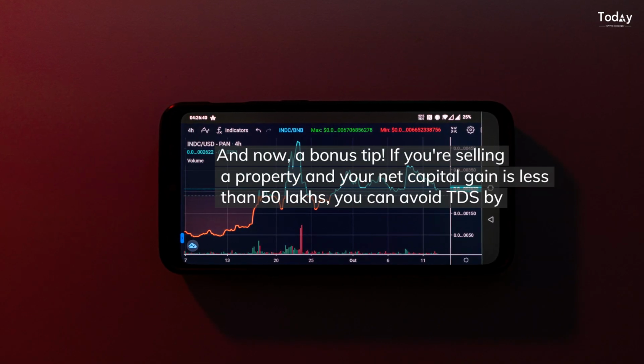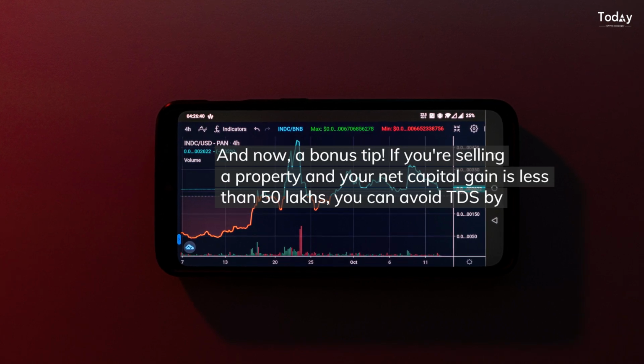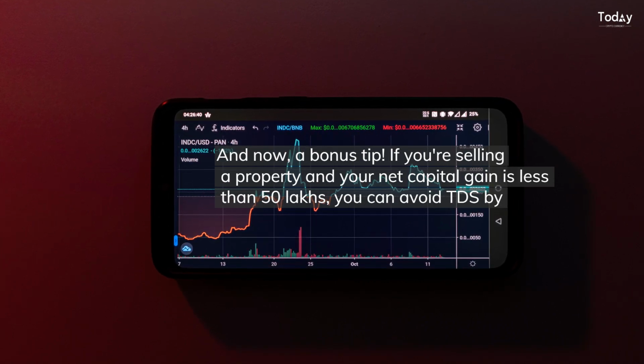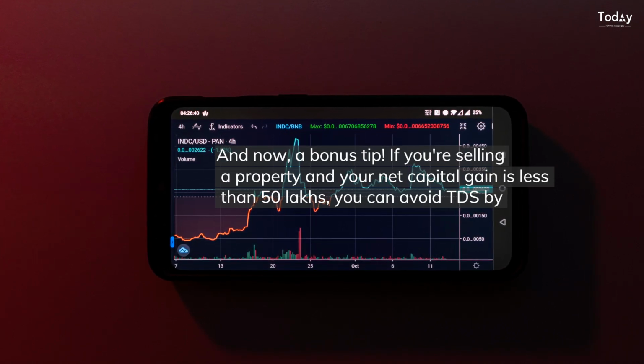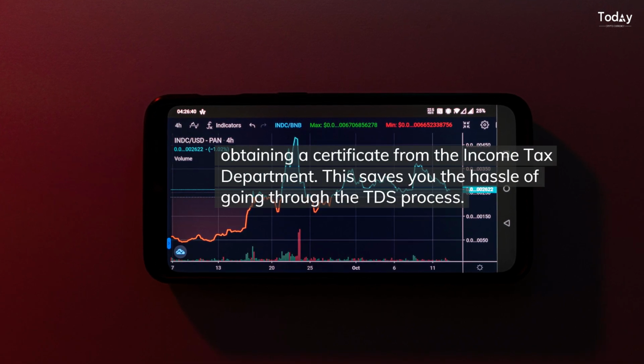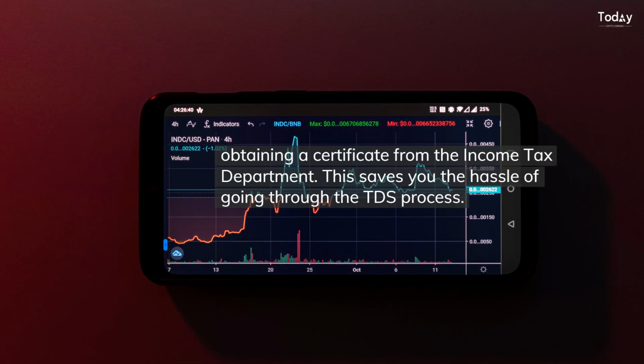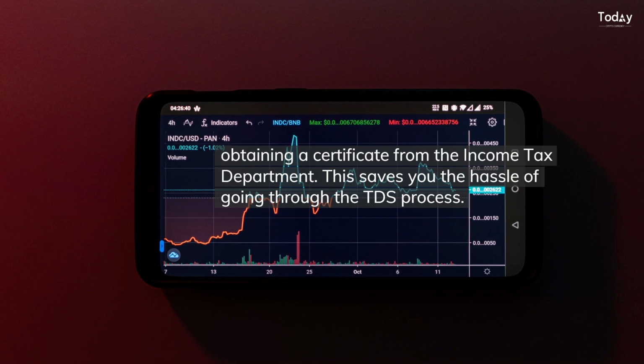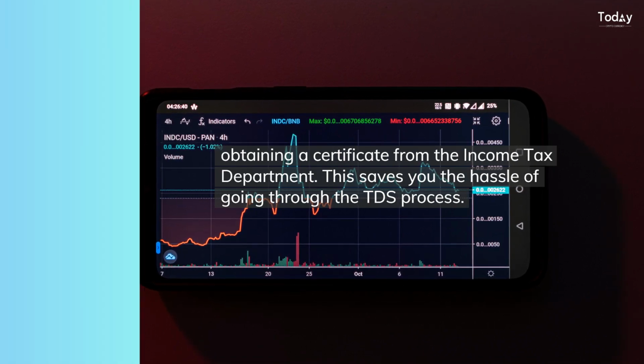And now, a bonus tip. If you're selling a property and your net capital gain is less than 50 lakhs, you can avoid TDS by obtaining a certificate from the income tax department. This saves you the hassle of going through the TDS process.